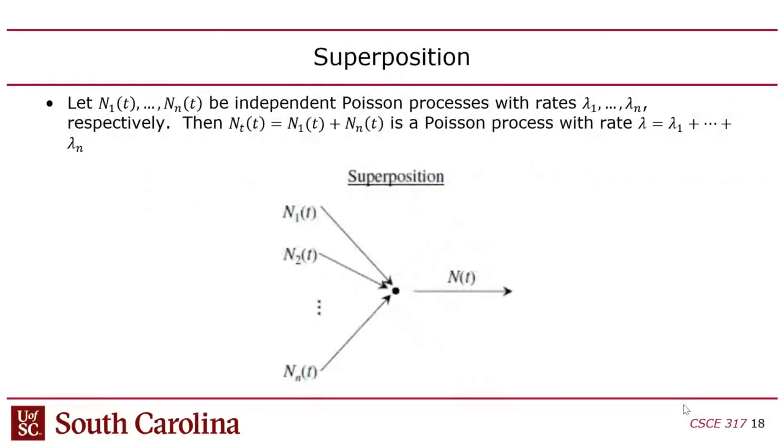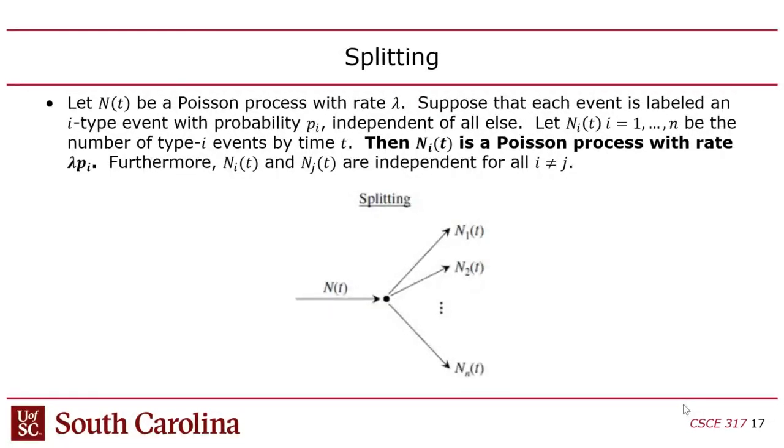So splitting and superposition, by the way, these are about the Poisson process. So these kind of build on the Poisson process. You've got a Poisson process, and every time an event occurs, you assign it to one of n types of events. So let N(t) be a Poisson process with a rate lambda. That's the one that feeds everything.